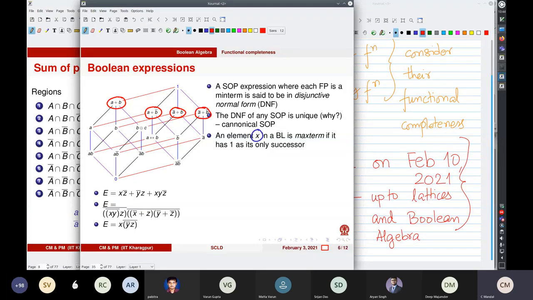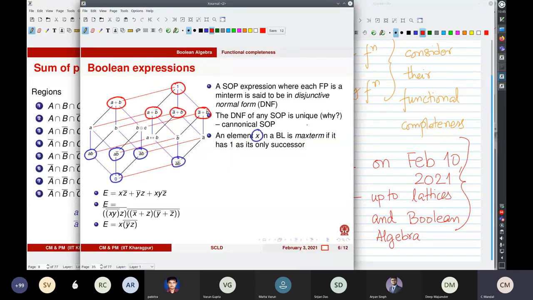Okay, and as you have seen, what you have here, these are your min terms. So min terms are your atoms. Min terms have 0 as their predecessor, and max terms have 1 as the successor. All right, so that's a max term. And a max term is a sum of literals involving all the variables, as you have seen.